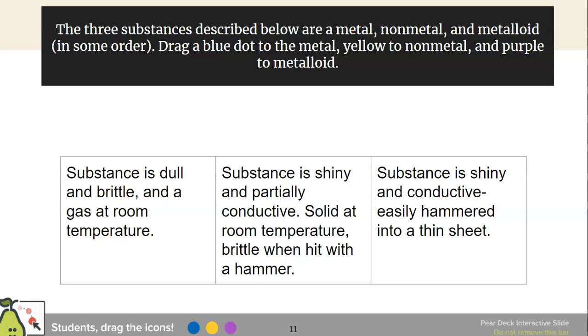Okay, so first one, substance is dull and brittle. Those are both nonmetal properties, and a gas at room temperature, also likely to be a nonmetal, so the evidence would suggest that the first substance is a nonmetal.